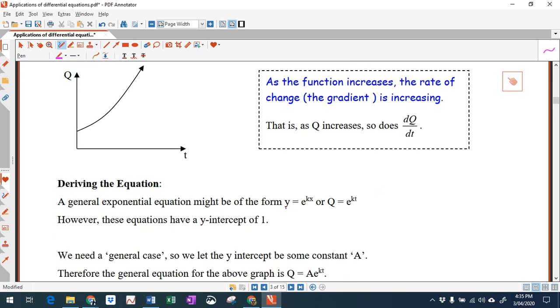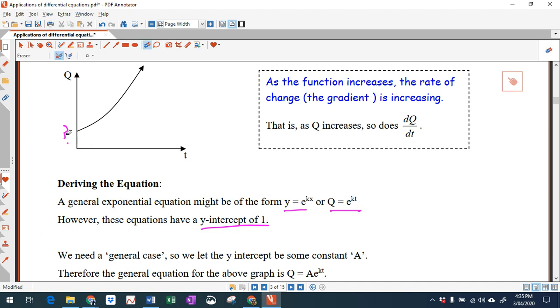We know that e^(kx) is a possibility for an exponential equation, or we could say Q for quantity is equal to e^(kt). However, both those equations have a y-intercept of 1, and this will not always be 1. It'll be something else.